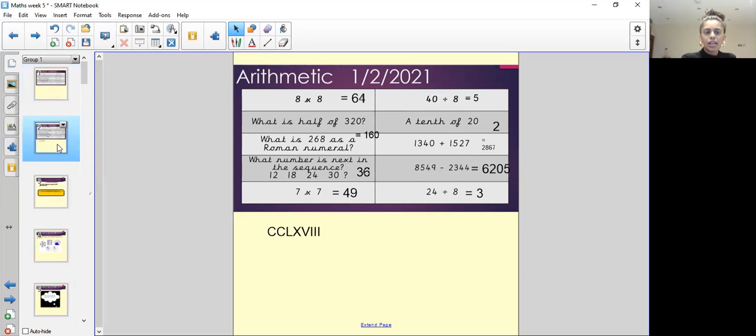So if I reveal the answers to you, number 1 is 64. Number 2 equals 160. Number 3, CCLXVIII. Number 4, the next number in the sequence is 36. Number 5 equals 49. Number 6 equals 5. Number 7 equals 2. Number 8 equals 2,867. Number 9 equals 205, and number 10 equals 3.